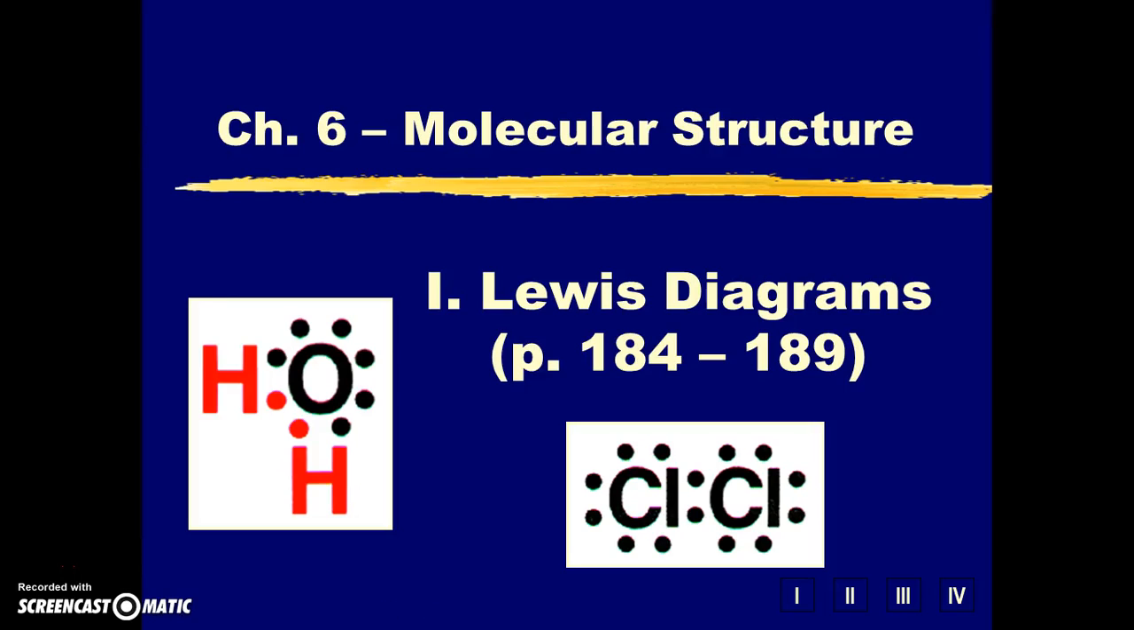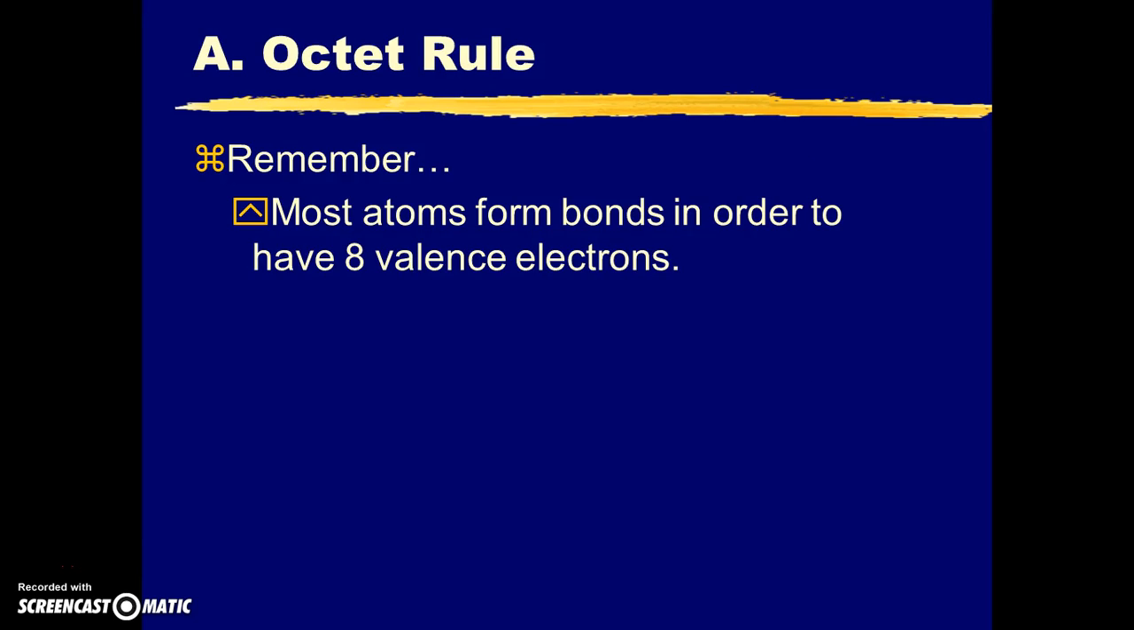Lewis diagrams are diagrams that we use to try and show the shapes of molecules and where those electrons exist in those molecules. So there are certain steps that we're going to use to draw these Lewis structures, and you'll also be doing a lab where you'll be putting together a lot of the Lewis structures, so you'll be able to see them in a three-dimensional format.